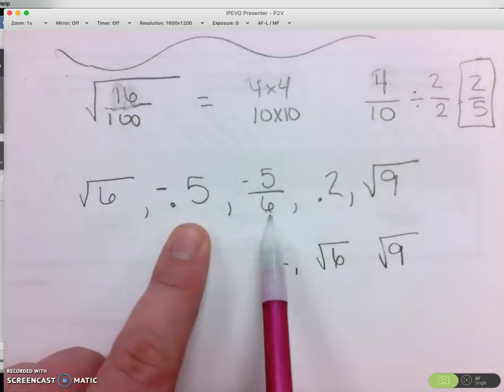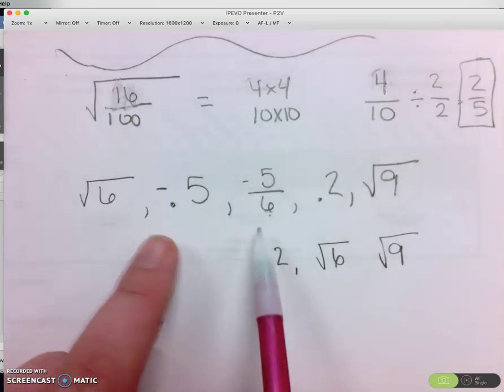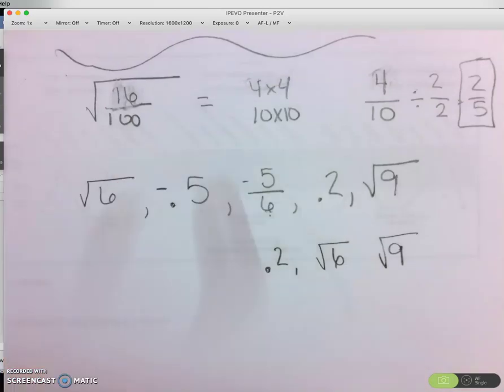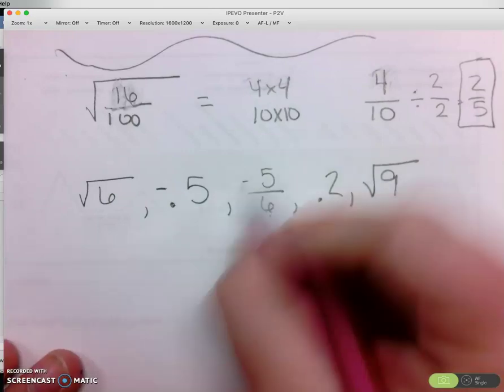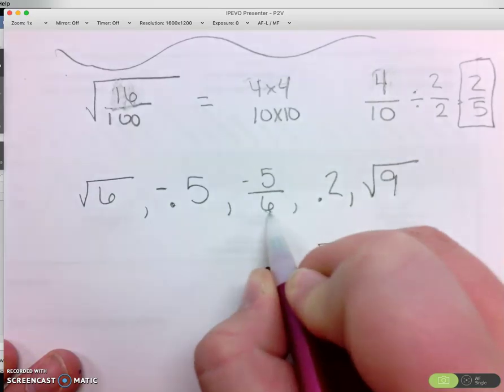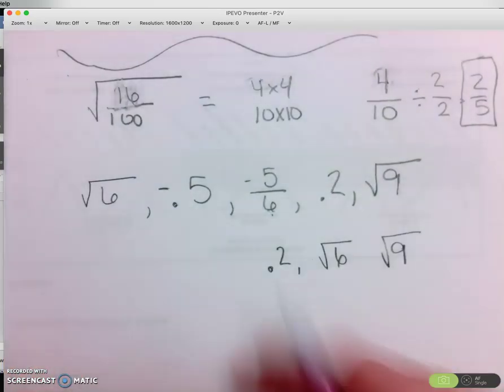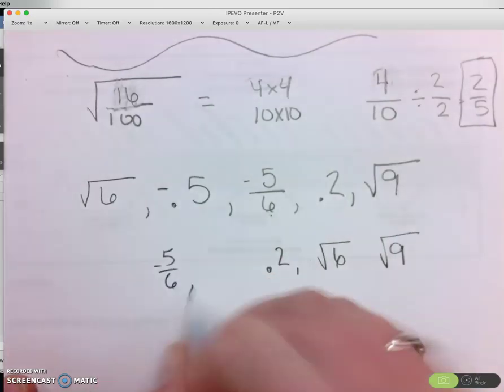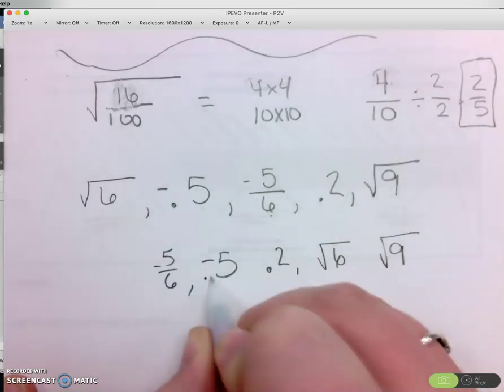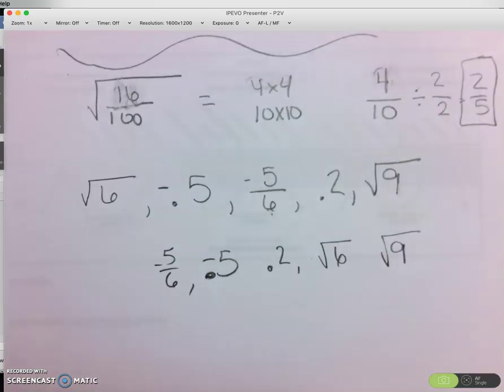Now these ones, if they're both negative, which one, without the negatives, is smaller? 0.5. So that's going to go first. So this is bigger than a half, right? So it's actually smaller, right? So it'd be negative 0.6 and then negative 0.5. Understand? Okay.